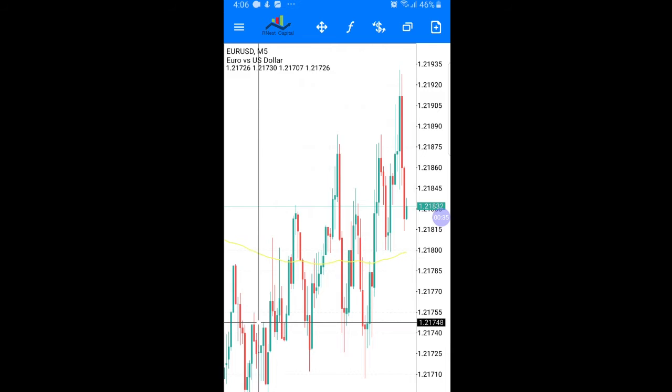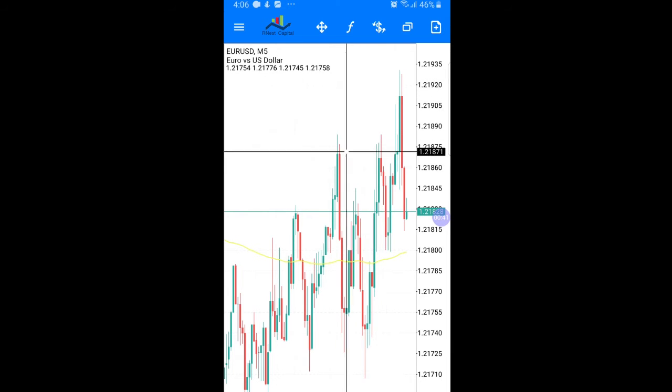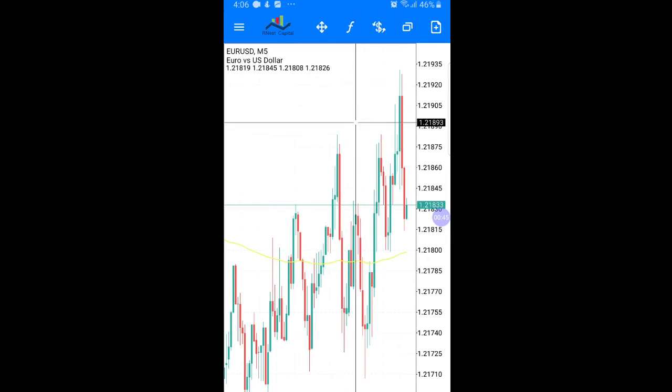frame, technically price is making higher highs, higher highs, higher highs. So it's on a bull trend. So the trend is up and trend is bullish, right?